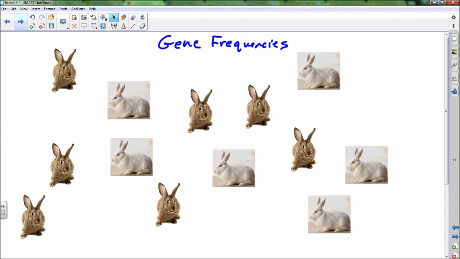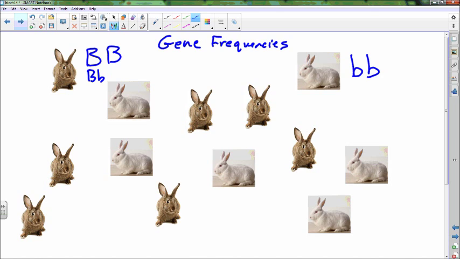Brown rabbits are going to have at least one brown gene, so we'll call that big B. White rabbits, of course, because it's recessive, have to be homozygous for that recessive gene. So they will always have two little b genes, little b alleles. So brown rabbits can be homozygous dominant or they can be heterozygous. White rabbits always have to be homozygous recessive.